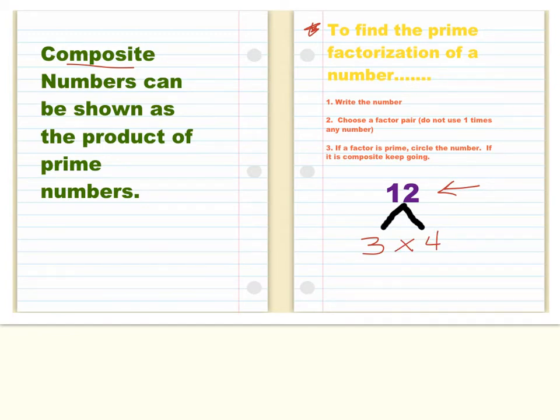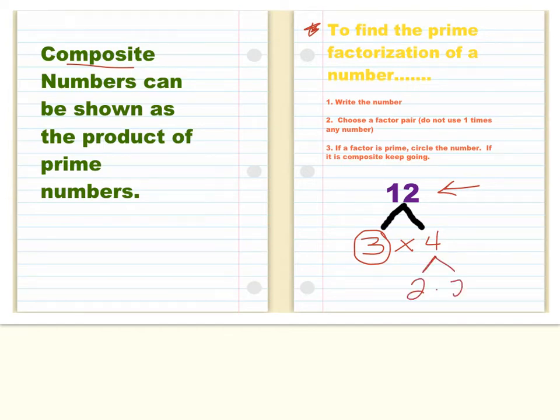So now that was step 2. Now I'm at step 3. If the factor is prime, I'm going to circle it. If it's not, I keep going. So 3 is prime because it only has 2 factors, 3 and itself. So I circle it. So that tells me to stop. But 4 is not prime. So that tells me I have to keep going.